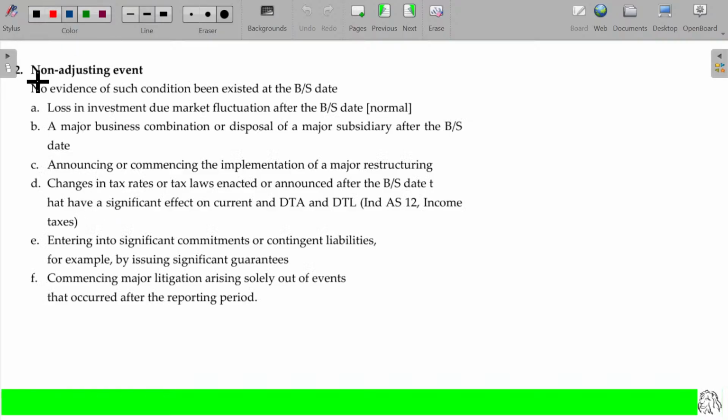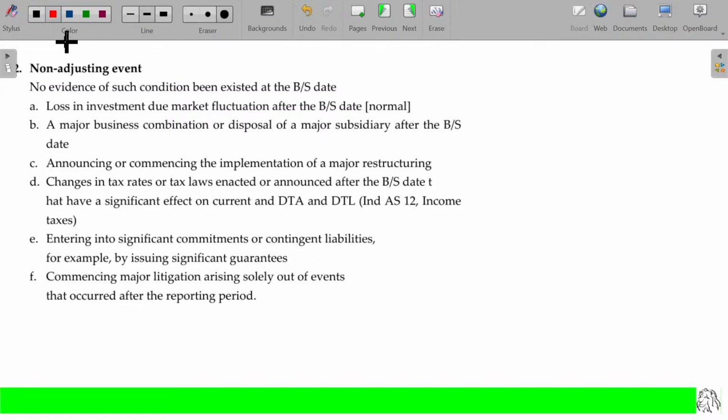And of course, these things are non-adjusting events. These things are not required to be adjusted in your financial statement. Though not required to be adjusted, at least a disclosure you need to show, a disclosure. No evidence of such condition existing.